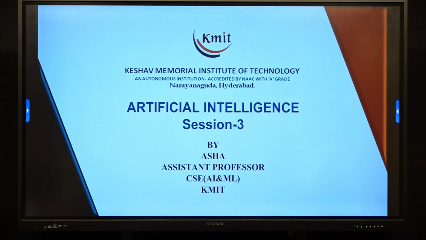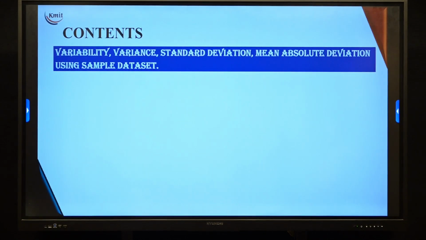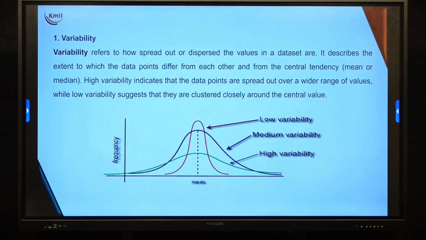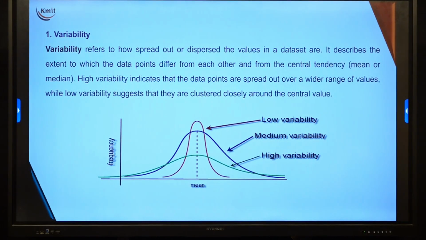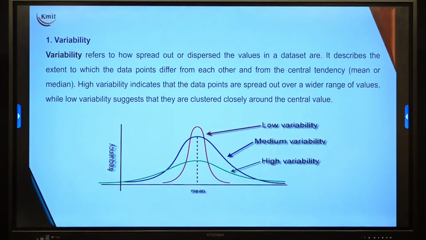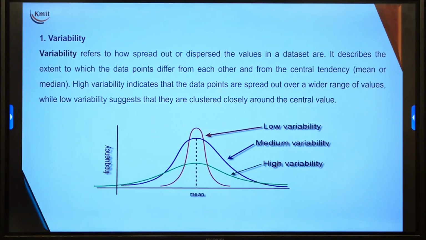Both central tendency and variability are key concepts in statistics that help us understand the characteristics of the data set. We have seen central tendency is represented in three ways: mean, median and mode, right? Today we'll be discussing another characteristic to learn statistics of the data, which is variability. Variability usually refers to how spread out or dispersed the data points are in the data.